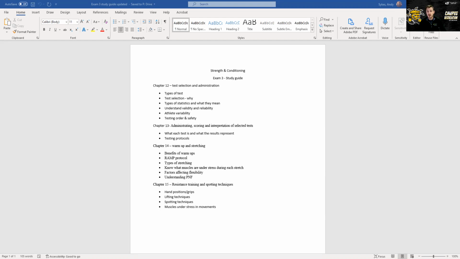And then muscles under stress in the movement. So again, this is going back to hand positioning. This goes back to foot positioning. But why are you choosing this exercise? What does this exercise do? What muscles is it stretching or stressing? And a variation is changing it how?